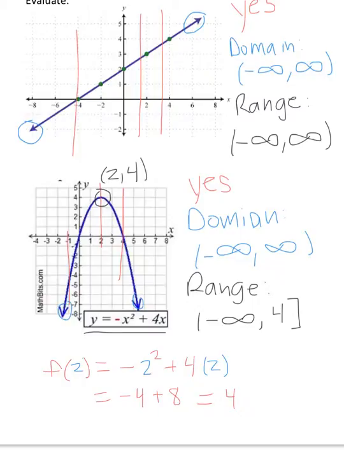And we can double check that with the graph, because if we have this function evaluated at 2 and it equals 4, that means that the point (2, 4) should be on the graph. Which it is. It was actually that highest point, which is what we call the vertex.